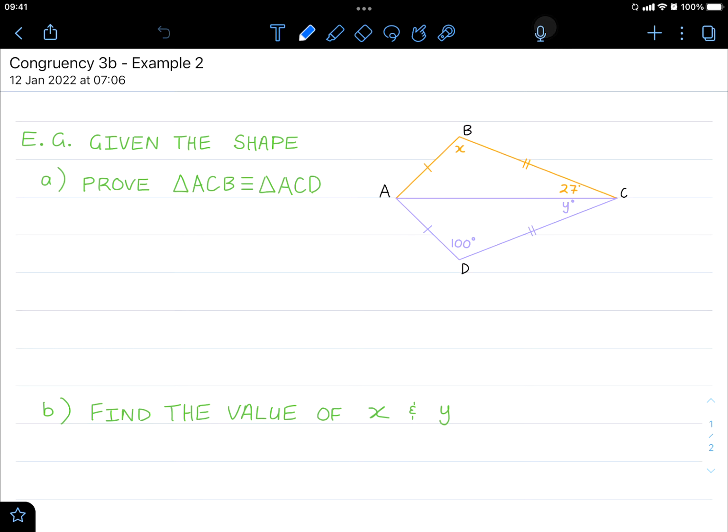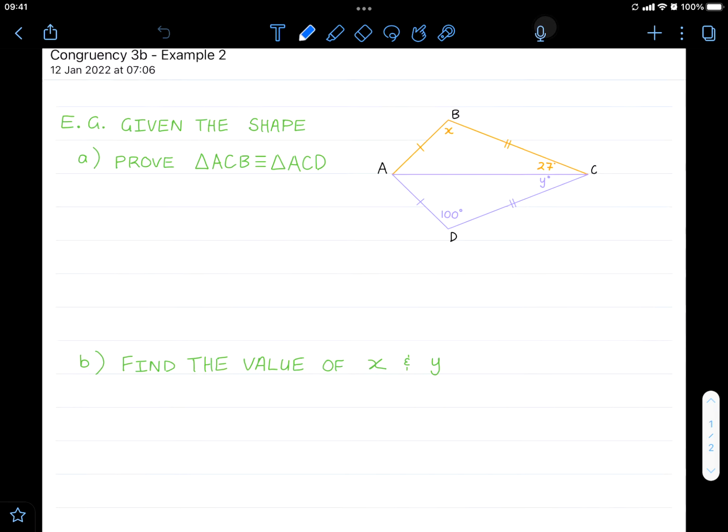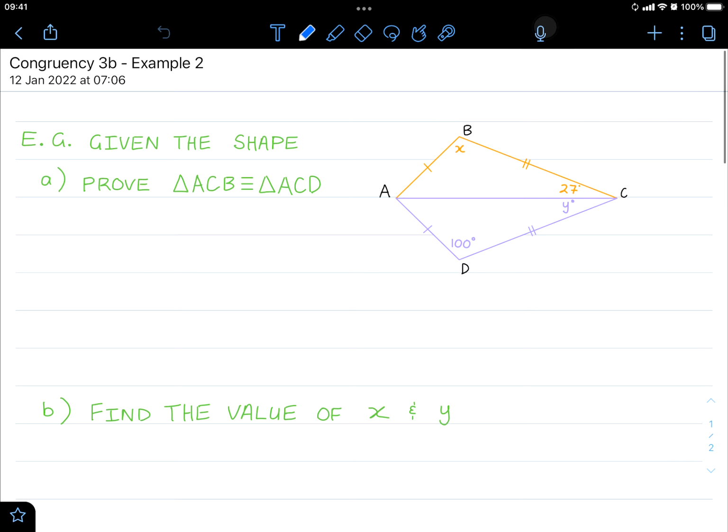Hello class, this is another example for formal congruency proofs. You can pause the video and give this a go yourself straight away, but I'm going to take you through it right about now.